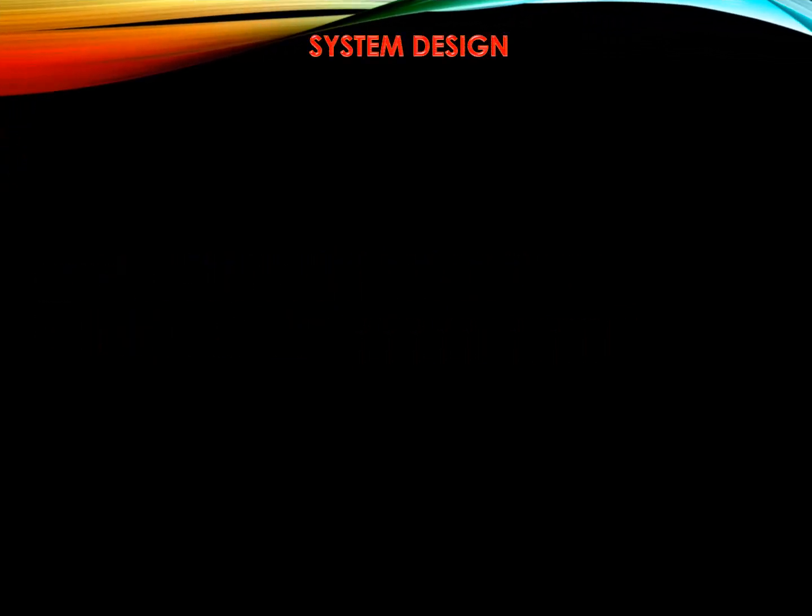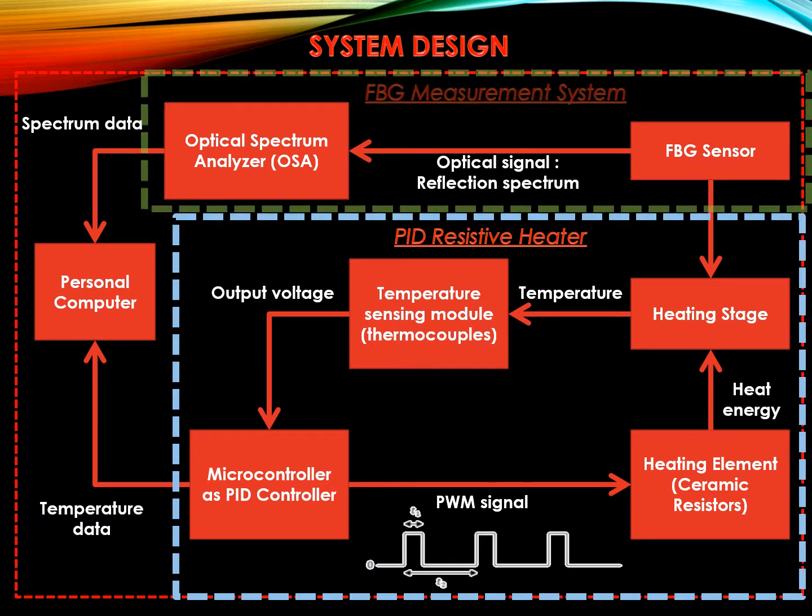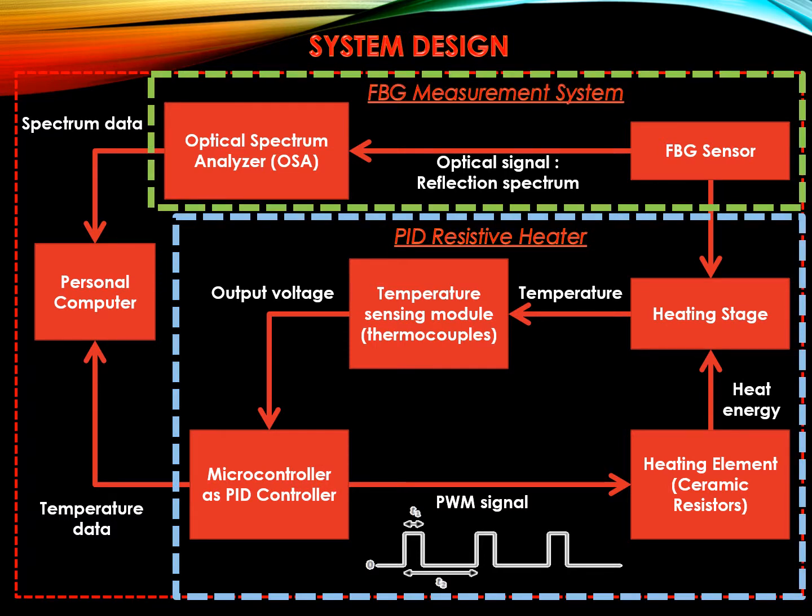An experiment system consisting of a PID resistive heater system and an FBG measurement system is constructed to study the FBG temperature response. The PID resistive heater system will control the temperature subjected to the FBG, whereas the FBG measurement system will measure the FBG reflection spectrum.